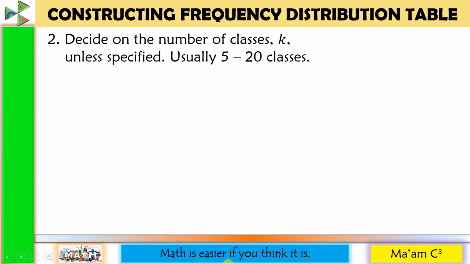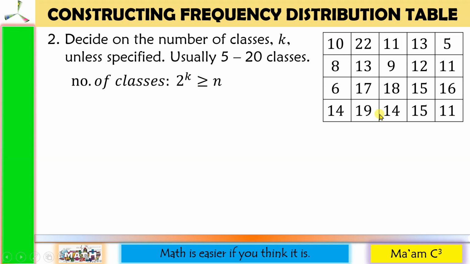Step 2, decide on the number of classes, k, unless specified. In this particular example, I'm going to use the 2 raised to k rule. So we have 2 raised to k is greater than or equal to n. Again, here are our observations. Let us count: 1, 2, 3, 4, 5. How many rows? 1, 2, 3, 4. 5 times 4 is 20. So our n is equal to 20.